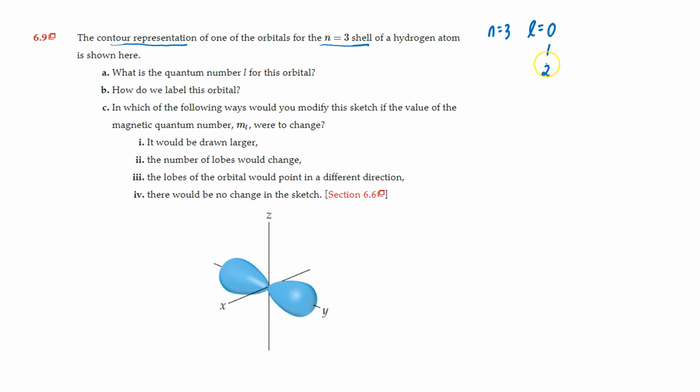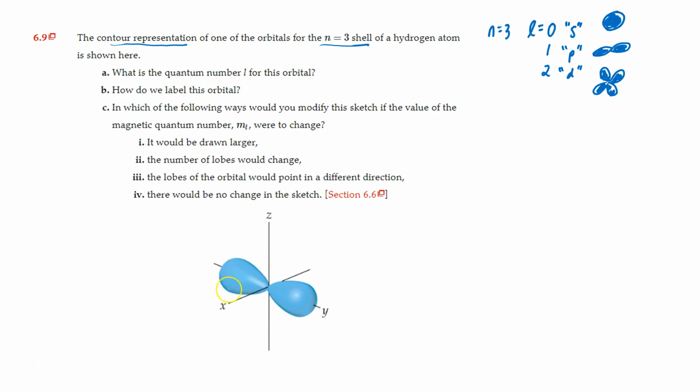L not only has numbers, L also has symbols. So if L is 0, we call it S. If L is 1, we call it P. And if L is 2, we call it D. Do you remember what an S orbital looks like? It was spherical, wasn't it? Do you remember what a P orbital looks like? It was dumbbell-shaped, wasn't it? And do you remember what a d orbital looks like? Well, the d orbitals were kind of crazy, but they did have 4 so-called lobes.